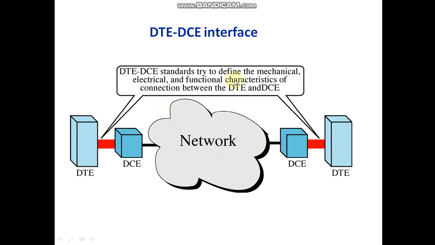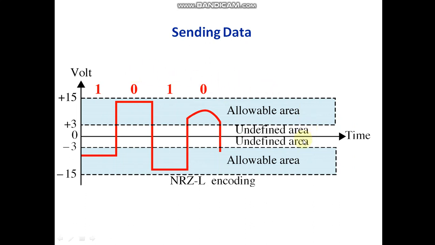So here, this interface tries to define the mechanical, electrical, and functional characteristics of the connection between the DTE and DCE. This gives a clear picture of the electrical specification, how the data can be recognized. The data is transmitted in the form of voltage in the transmission medium. Any voltage that falls between +3 to +15 and -3 to -15 can be recognized as data. +3 to +15 will be considered as 0, and a negative voltage, -3 to -15, will be considered as a 1.